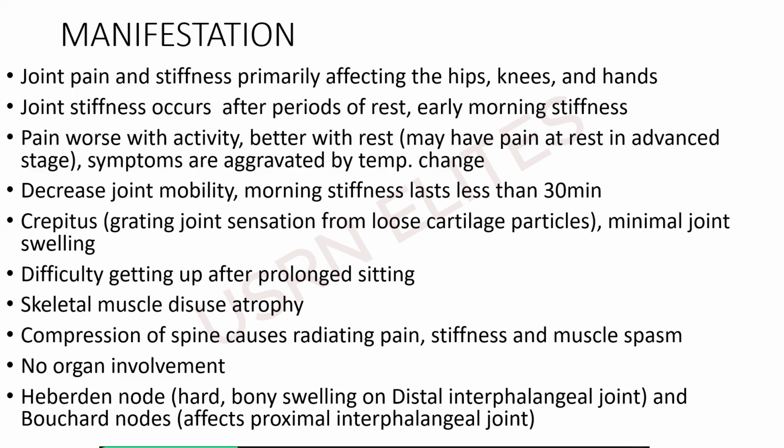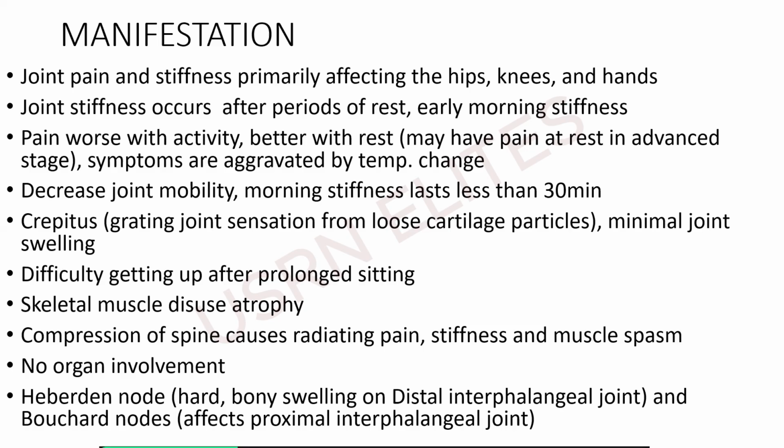Okay, the spine. If it's about the lumbar, the sacral, or the cervical spine, and the cartilages are no longer there, what will happen? If there's a nerve, they start compressing on the nerve and cause pain that radiates to the area where the nerve is supplying. Stiffness and muscle spasms, but no organ involvement because it's not a systemic inflammation.